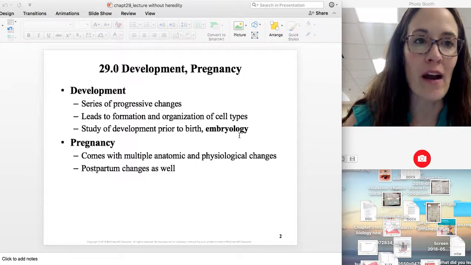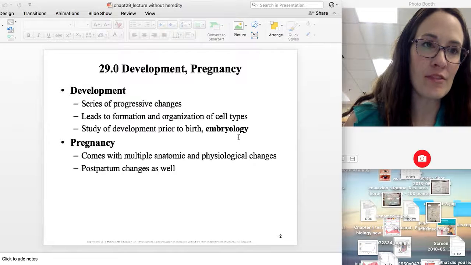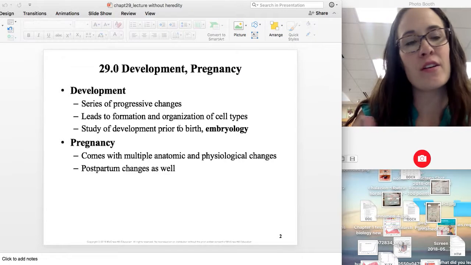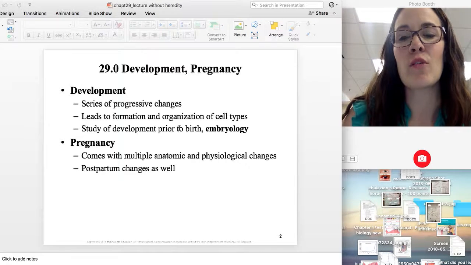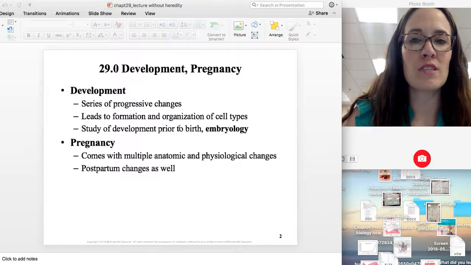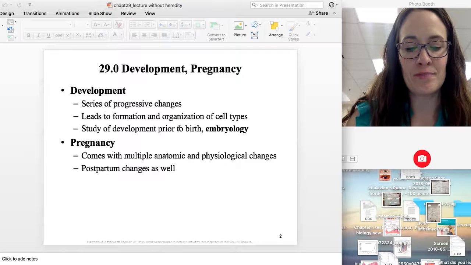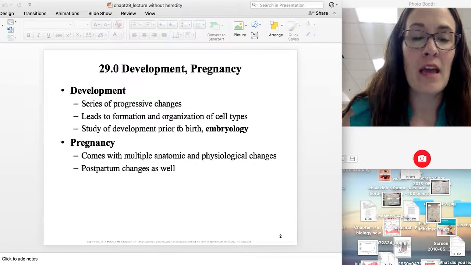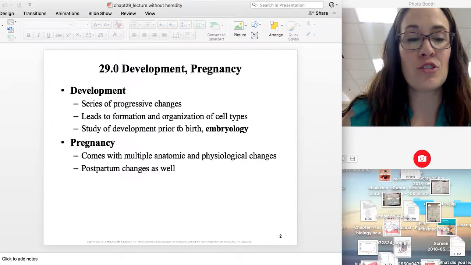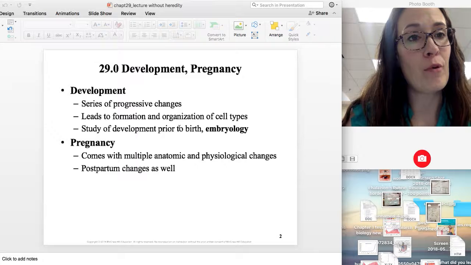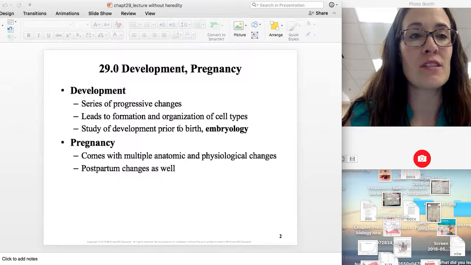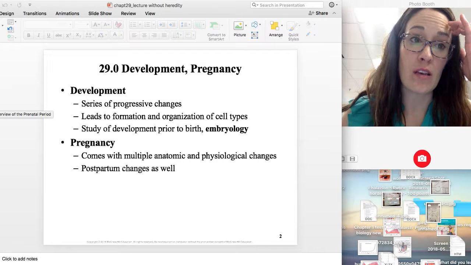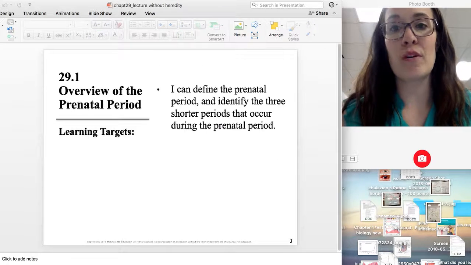That's called embryology, and then after birth, up until essentially death, there's always a series of changes, cellular things that go on. Pregnancy is specific to the growing of an organism inside a woman, and there are multiple things that change in the anatomy of both the fetus and the woman, and then physiological changes. And then after the baby comes out, the changes within the baby and then the mom, postpartum changes.